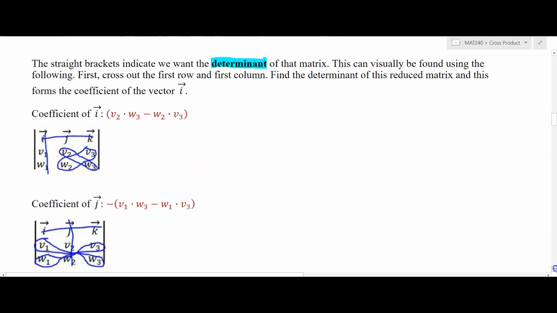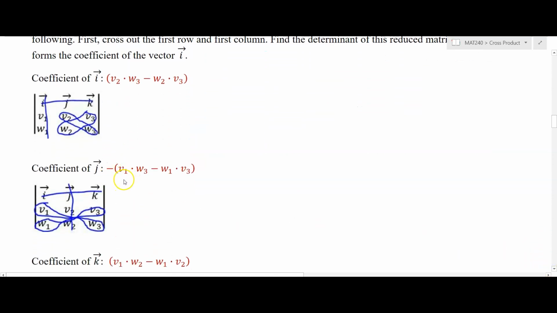To get the J component, it's going to be the negative of what we would get in the same fashion: taking the column in which J is, crossing that out, the row in which J is, crossing that out. The 4 components that we have here are V1, V3, W1, and W3. Once again, we look at the diagonal from top left to bottom right, V1 times W3, and then subtract away the diagonal product from bottom left to top right, W1, V3, and take the negative of it. That gives us the J component.